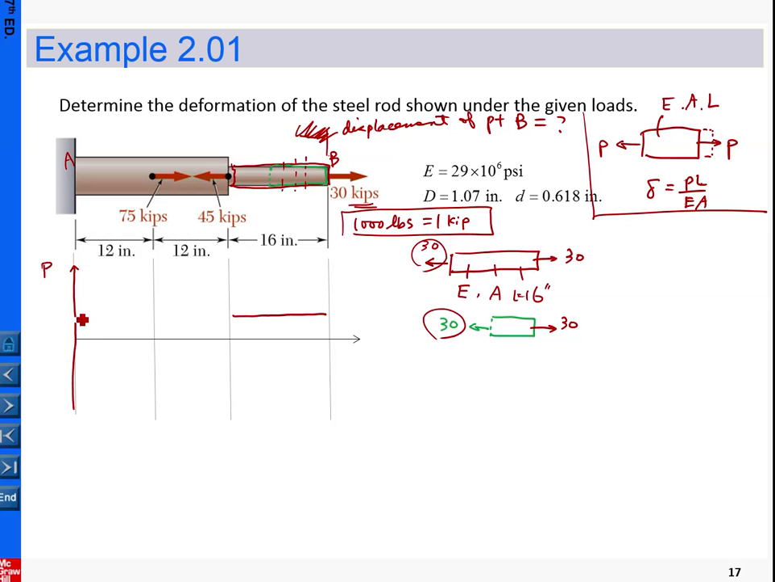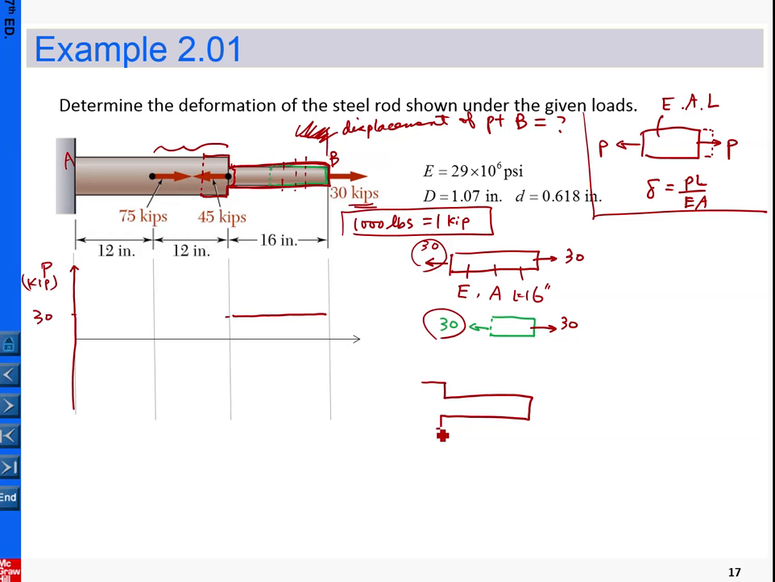Okay, so this is 30 KIP. Now we move to this segment here. For this segment, my strategy, again, is to pick this cross section and take this as my free body diagram. In this case, I include the second point of the loading.